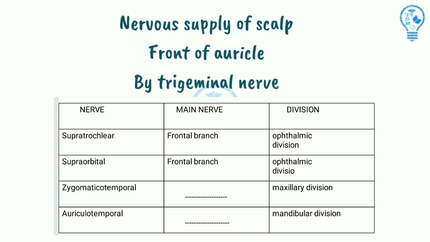Now I'll make it in a simple manner. Let's start from trigeminal nerve. You all know trigeminal nerve has three divisions. What are they? The first one is ophthalmic, and next maxillary, and next mandibular.